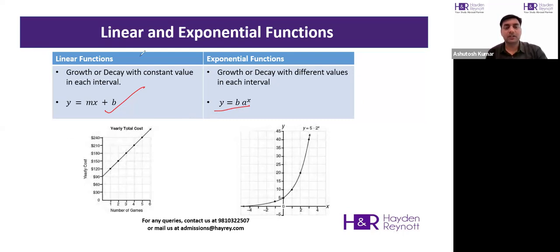When we talk about the graph, the graph of a linear function is a straight line, as you can see on the left side, while the graph of an exponential function is like this, which you can see on the right side. So that is the difference between the linear function and the exponential function.